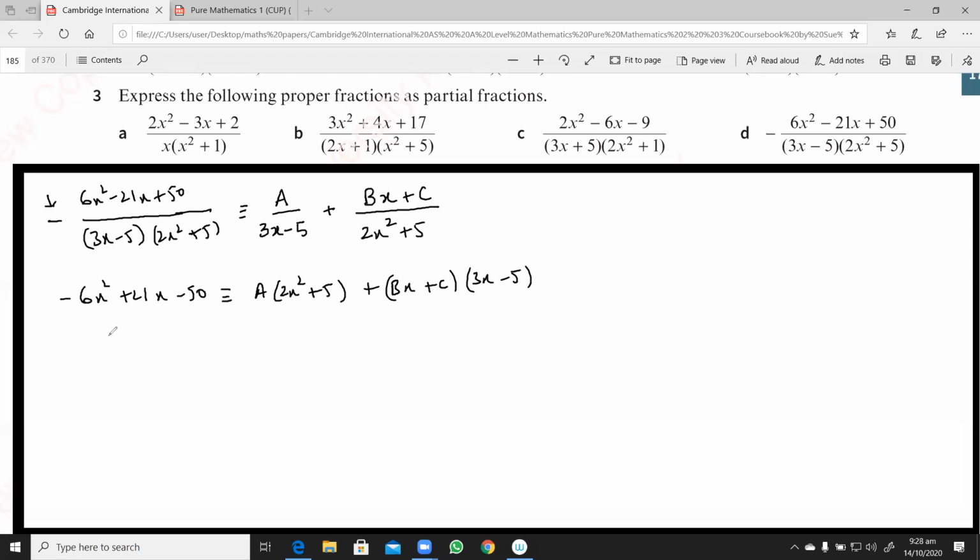So first of all, I am really clear that I should be going for this. I'll put x as 5 over 3.